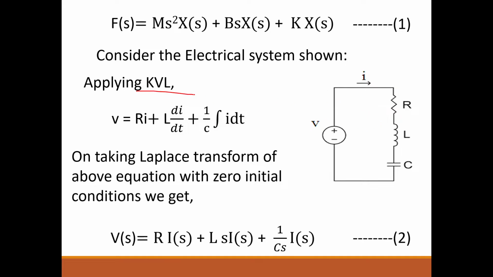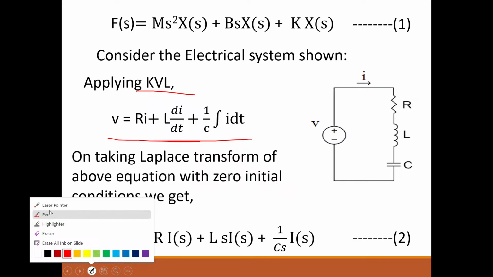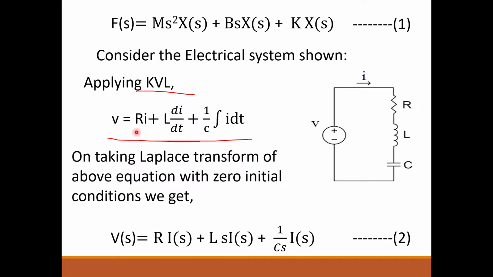Now by applying KVL to this circuit, we can write down the differential equation. V is equal to R into I plus L into di by dt plus 1 by C integral of I dt. Whoever has joined this class is likely an electrical student, so you might already know this equation.